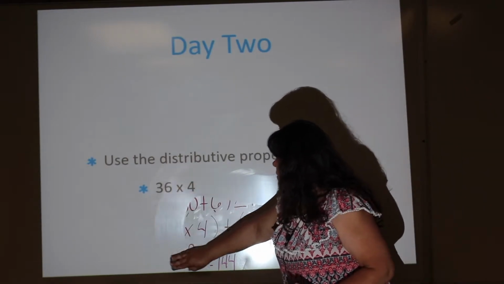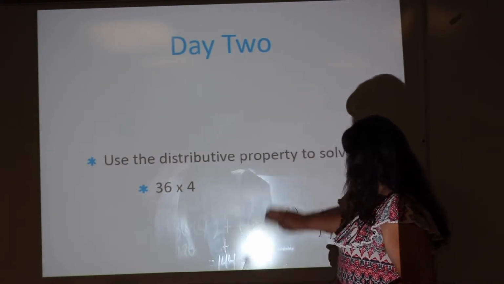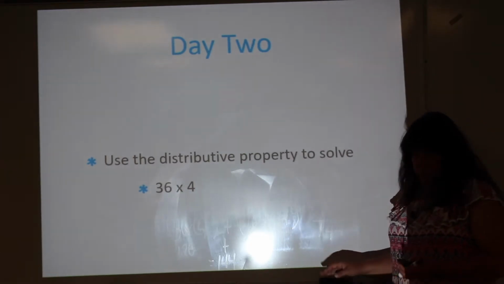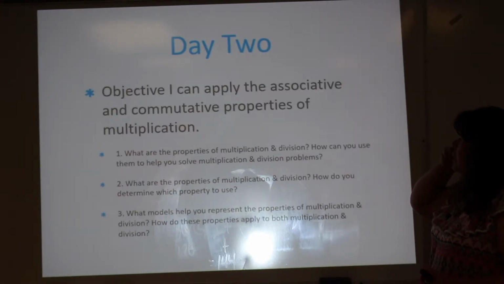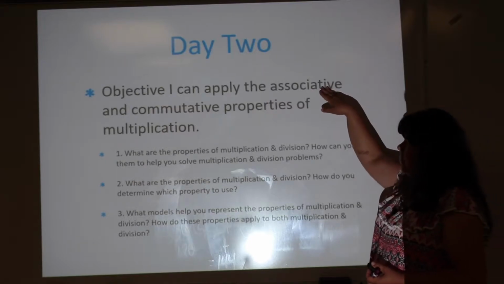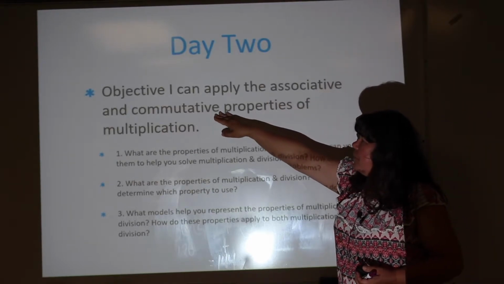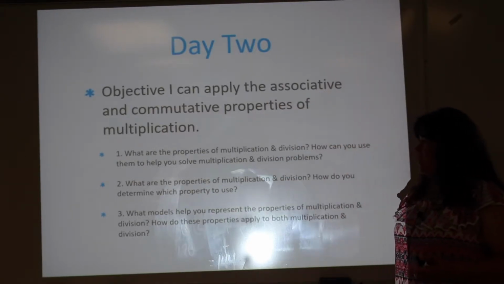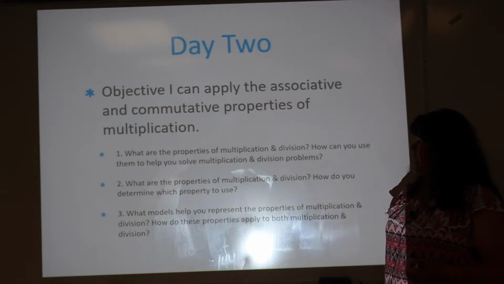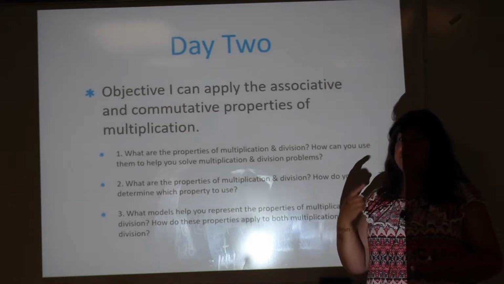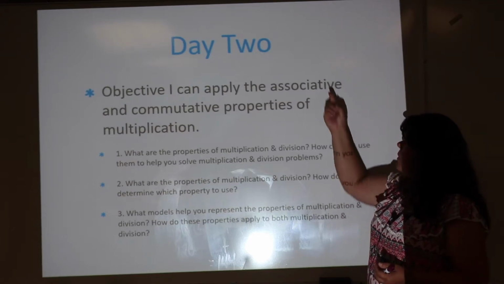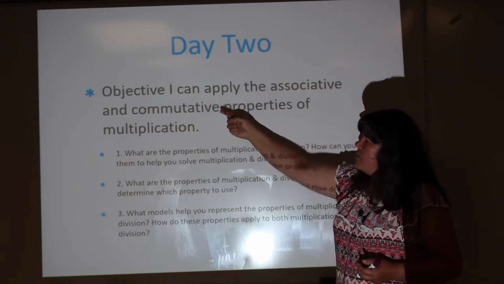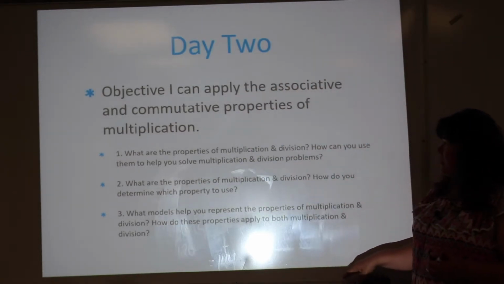We're going to move on to what our lesson is for day 2. Day 2, we're going to apply the associative property and the commutative property to multiplication. So what are the properties of multiplication and division? Hopefully so far you can say distributive. Looking at this, we can say, well, there's associative and there's a commutative properties.